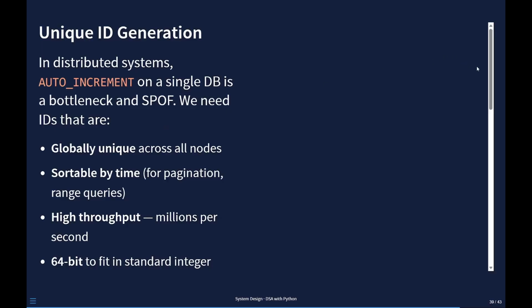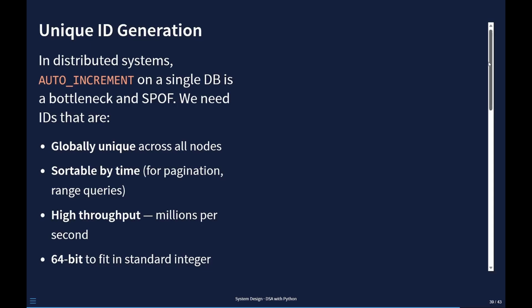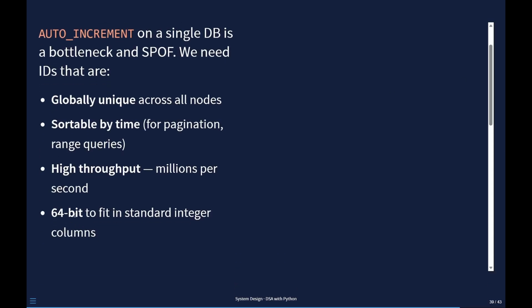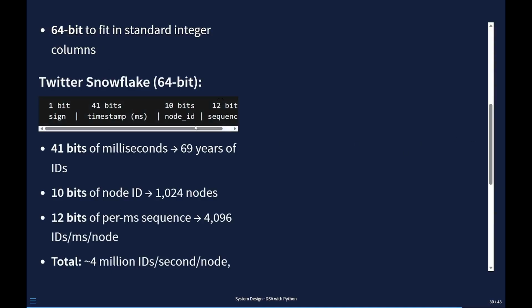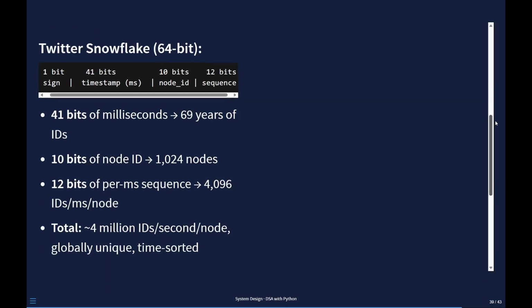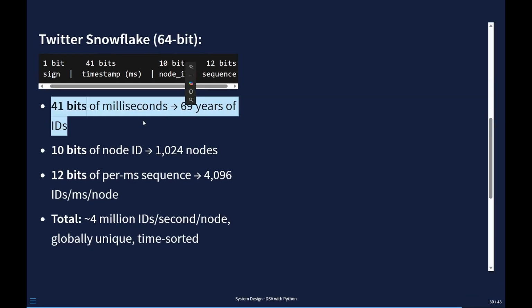You need a strategy that is globally unique, time-sortable, high throughput, and fits in a standard 64-bit integer. Twitter Snowflake is the widely adopted solution. A 64-bit integer is partitioned into 3 fields. The first 41 bits store a millisecond precision timestamp relative to a custom epoch.